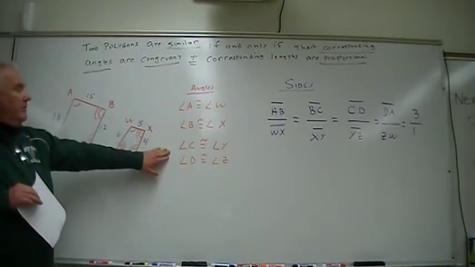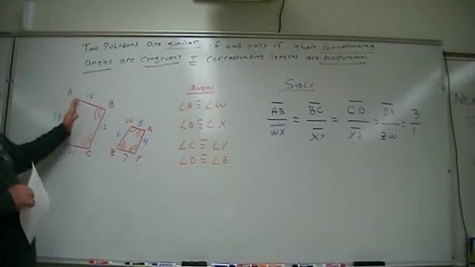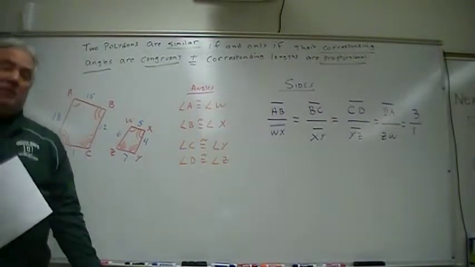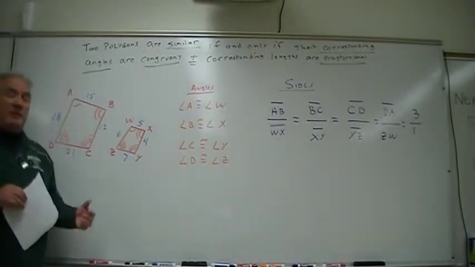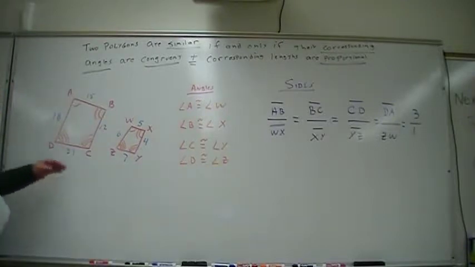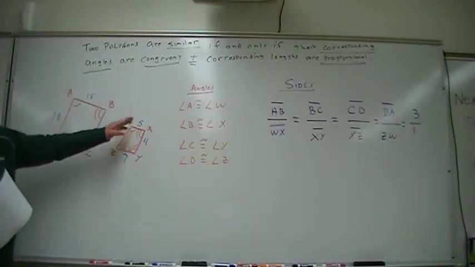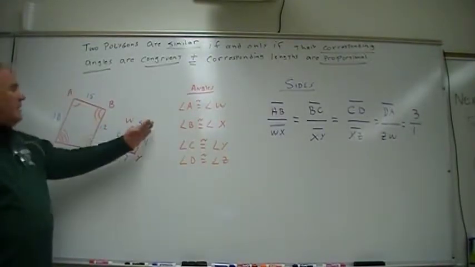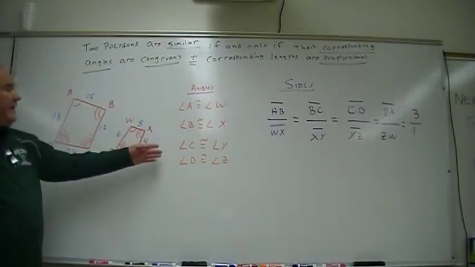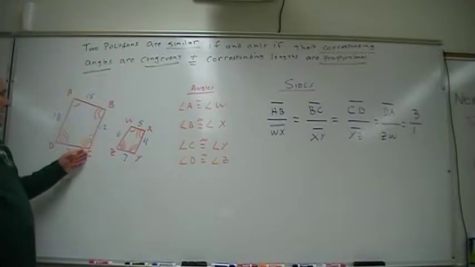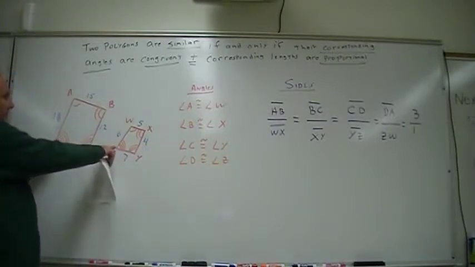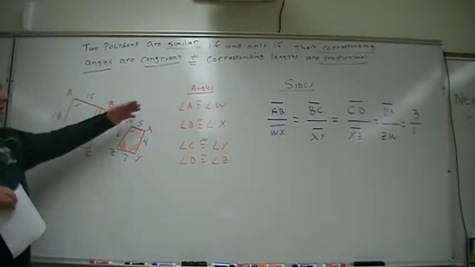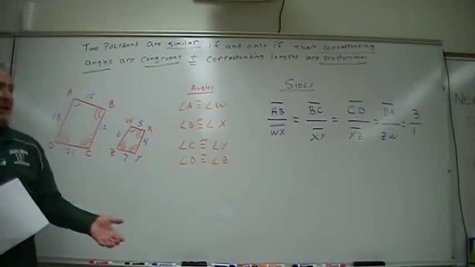So for angles, corresponding angles would be angle A and angle W here. It's the matching correspondence. And we've dealt with corresponding angles when we did parallel lines with the transversal a couple of months ago. So angle A and angle W are corresponding, and if they are congruent, and if angle B and angle X are congruent, and if angle C and angle Y are congruent, and D and Z. Those are the four corresponding relationships. And if they're all congruent, then we're halfway there.